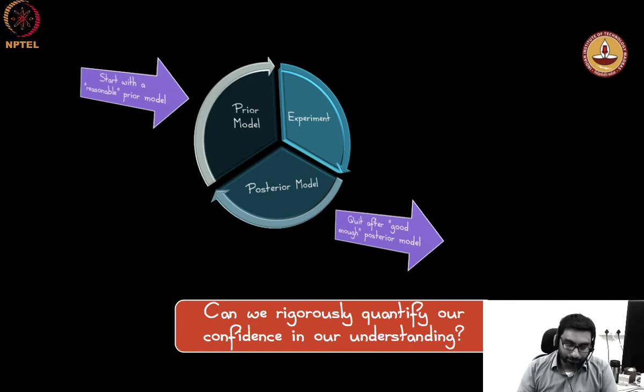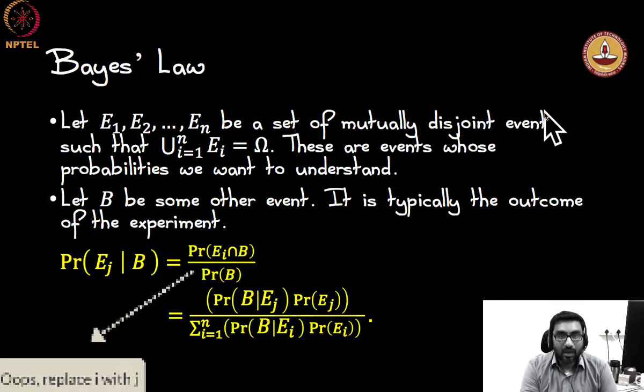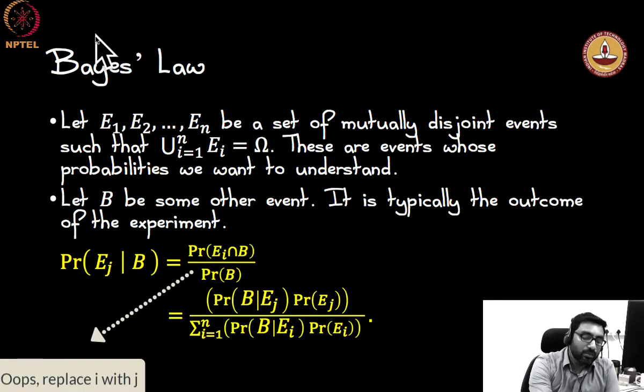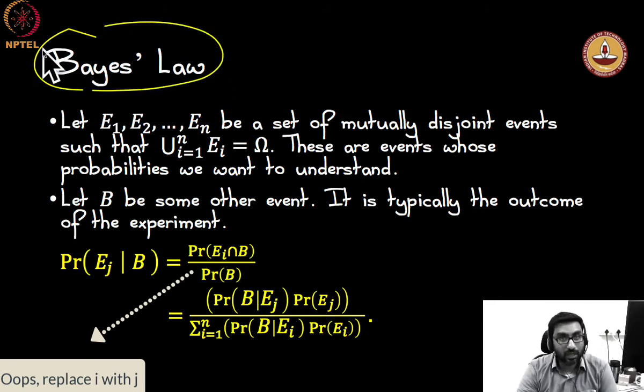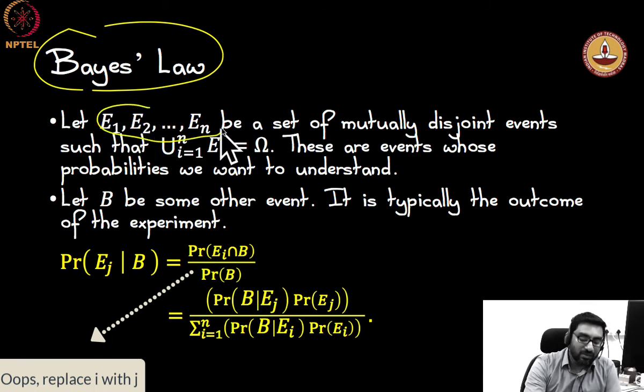So the question is, can we rigorously quantify our confidence in our understanding? We have done these experiments a few times. How good is our understanding? These are some of the questions that we would like to answer. And the key underlying principle that will help us approach this question is Bayes' law. To understand Bayes' law, let's consider some events E1 through En.